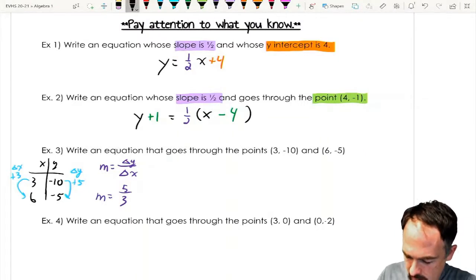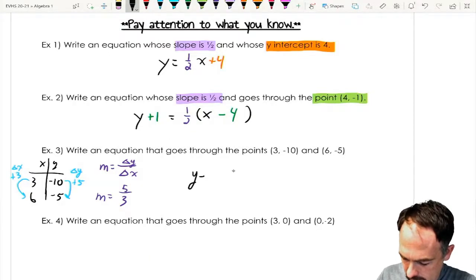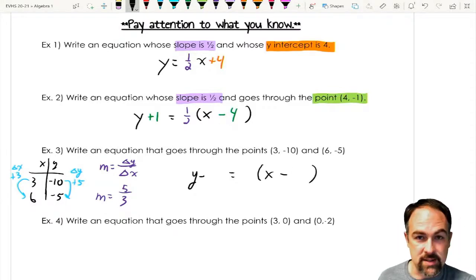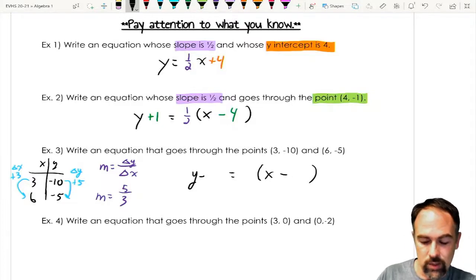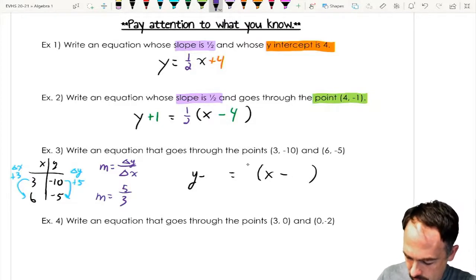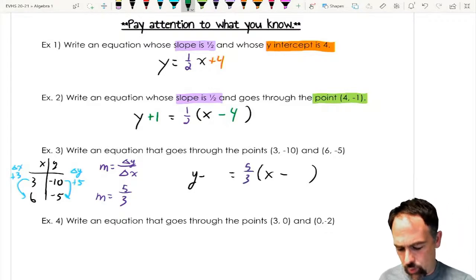It doesn't matter. I'm going to go ahead and, you know what, I probably should have done this earlier just to make a point on this. I'm going to set up my scaffold like this with everything written in there except for the x1, y1, and the m. So let's go ahead and put our m in there. We got 5/3. Now, let's put our x coordinate and y coordinate in there.